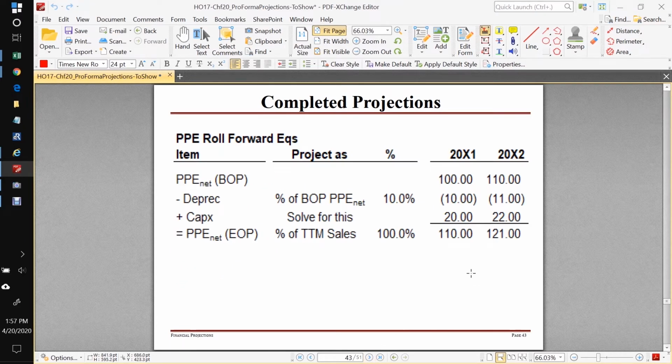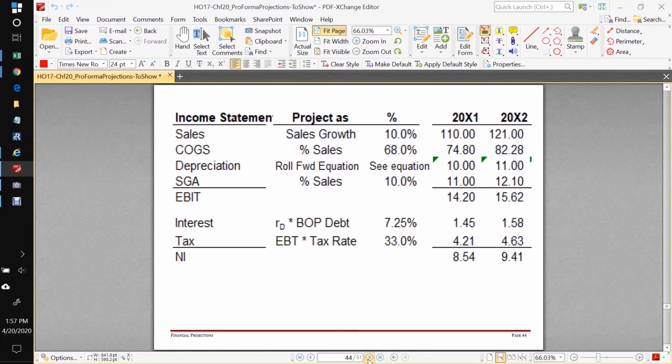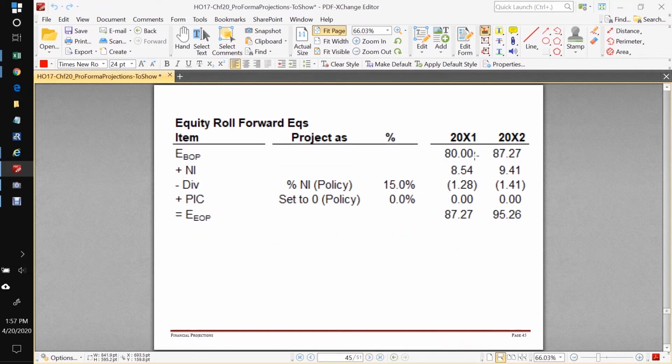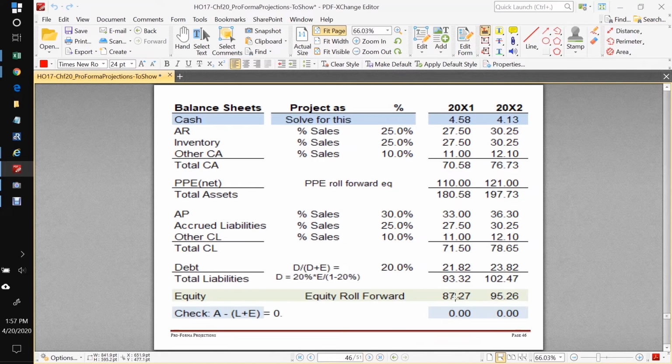Okay, so what I've got on these next few pages are the completed projections. So I've got the PPE roll forward for the next 2 years, the income statement for the next 2 years, the equity roll forward for the next 2 years, and the balance sheet where I have solved for the cash and I've checked that assets minus liabilities plus equity is equal to 0.